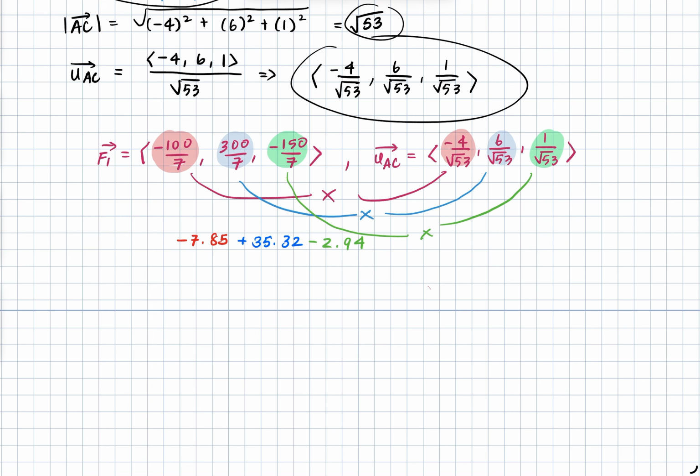Okay, so adding or subtracting all of these, negative 7.85 plus 35.32 minus 2.94 is going to give me the magnitude, which is 24.56. And that is my answer. And I can use my newtons. So I'm going to write newtons, and that's officially my answer.